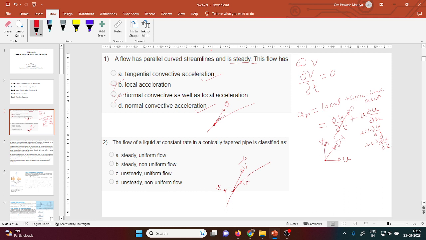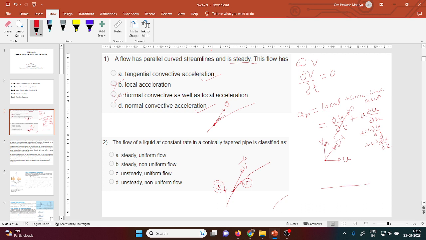So in the question is already given one thing: this term represents the tangential acceleration and this term represents the normal convective acceleration. Convective means it changes with position, the acceleration changes with position. So convective acceleration is this. In the question, parallel curved streamlines are given.